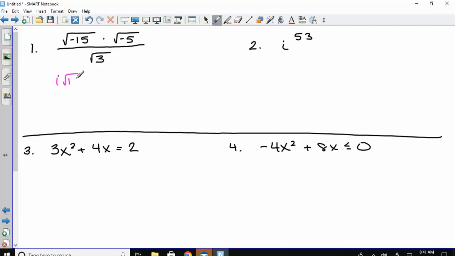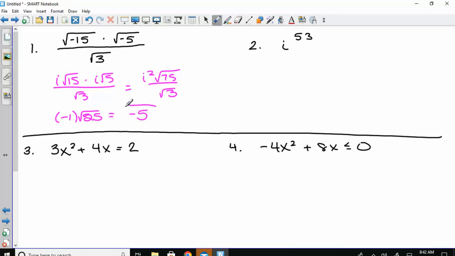So we get i radical 15 times i radical 5 over radical 3. When you multiply them, i times i is i squared, and 15 times 5 is 75. What does i squared turn into? Negative 1. Since 75 and 3 are both under radicals, you can go ahead and divide those two things. 75 divided by 3 is 25, so you get negative 1 times the square root of 25. So that gives you negative 5.